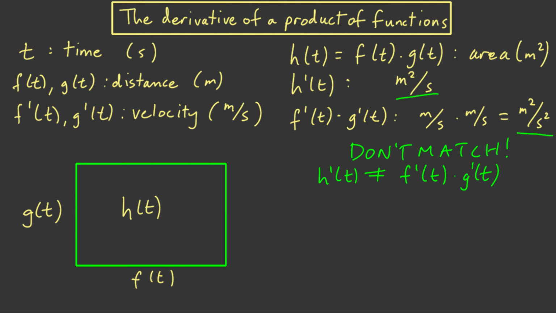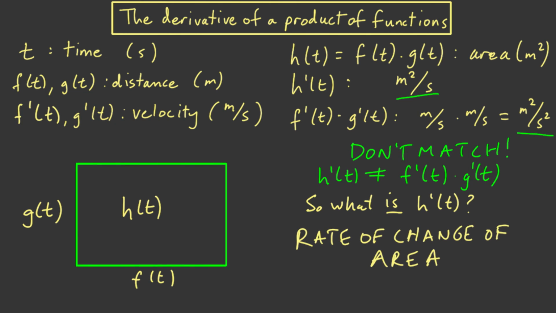So this is the fundamental reason why the derivative of this product should not be the product of the two derivatives. But that leaves the question of what is then the derivative of h? Well, we know that h measures area, so h prime should be measuring the rate of change of area. Now we can actually use our picture to get a handle on what this rate of change of area is going to be.